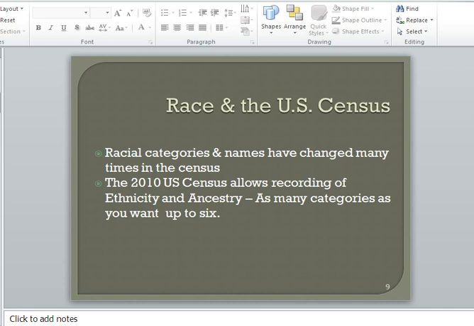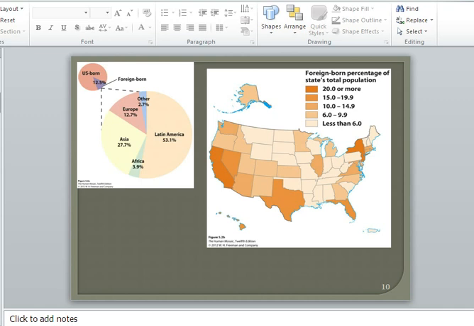So what they did in 2010 was allow people to talk about their ethnicity or their ancestry, and you were able to identify as many as 6 categories of racial or ancestral mix. There's a nice little comparison of the United States by pie chart, showing the different ancestral makeup or foreign-born makeup of the U.S., and then a choropleth map that's looking at the percentages of a state's total population that is foreign-born. And one of the things I want you to do is to talk about what information you can get from the graph, as opposed to looking at this spatial map, looking at populations of states and their foreign-born.